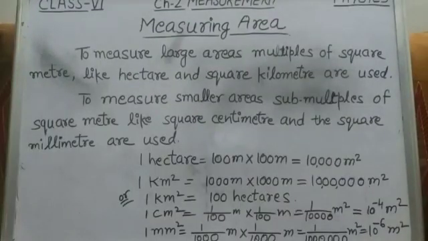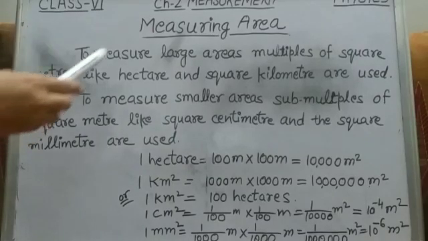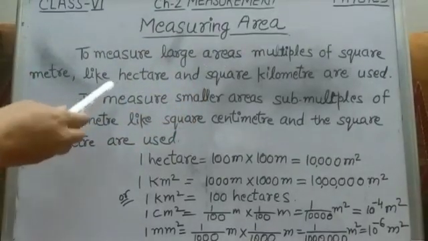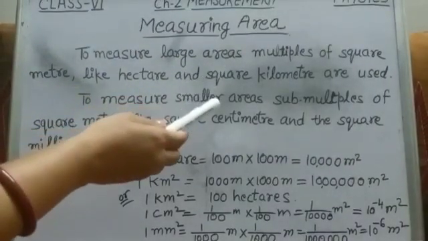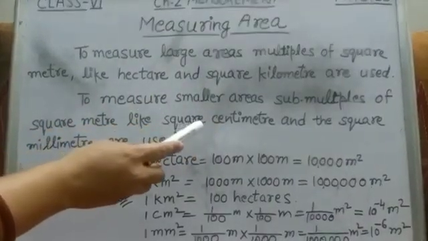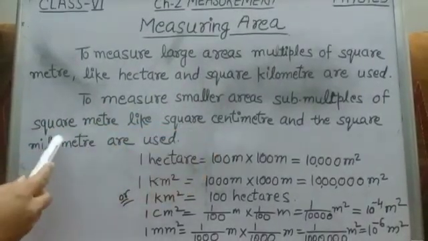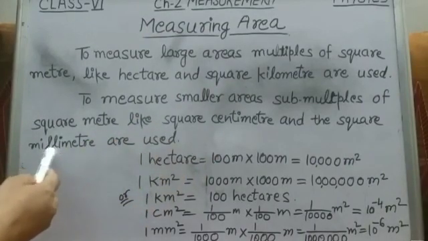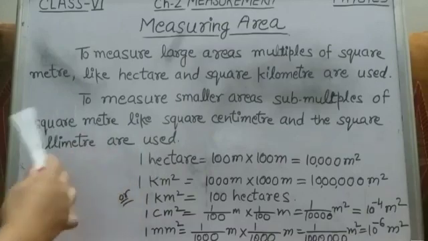Though square meter is the standard unit of area, sometimes to measure large areas, multiples of square meter like hectare and square kilometer are used. To measure smaller areas, sub-multiples of square meter like square centimeter and square millimeter are used.